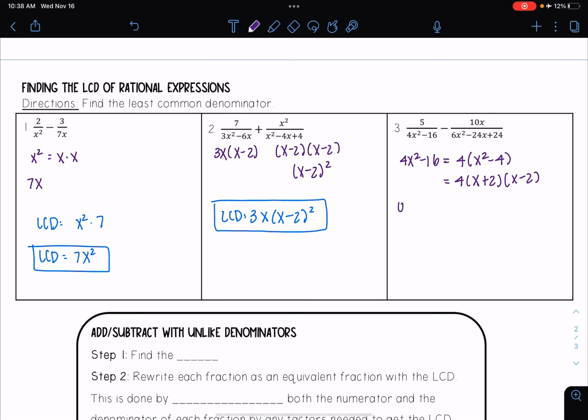Looking at my second denominator, I see at first I can factor out a 6. And when I do that, I'm left with x squared minus 4x plus 4. And when I factor that, I get 6 times x minus 2, x minus 2, or in other words, 6 times x minus 2 squared.